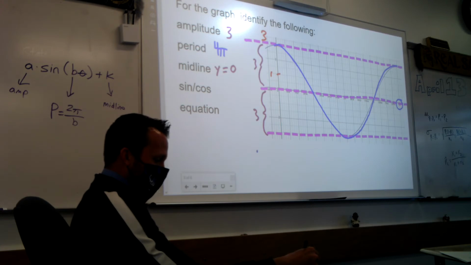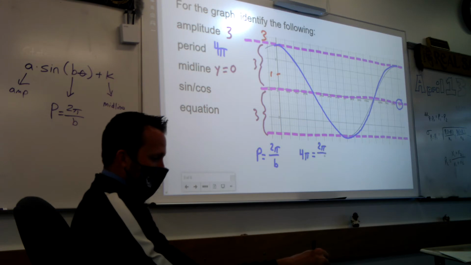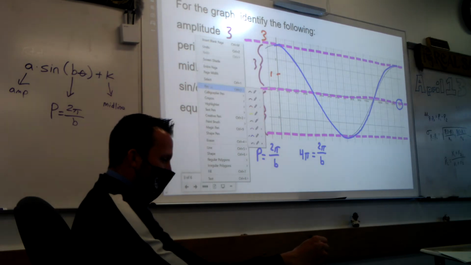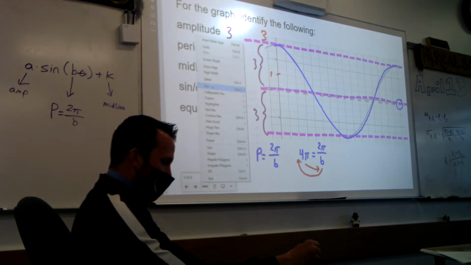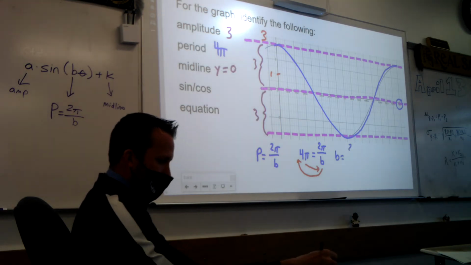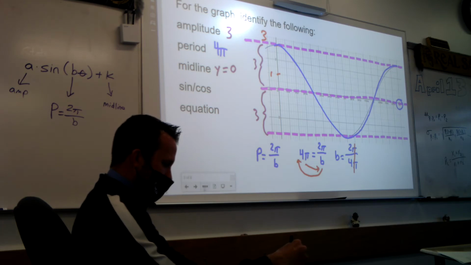Yeah, let's do that. So I'm going to do period is 2 pi over b. But now we know that the period is 4 pi. So I want to solve for b. And do you remember how the last time we said, oh, just switch them spots? I'm going to put 4 pi in the denominator and bring b out. And what that gives me is that the b value is 2 pi over 4 pi, which the pi should cancel out, so it would be 1/2.